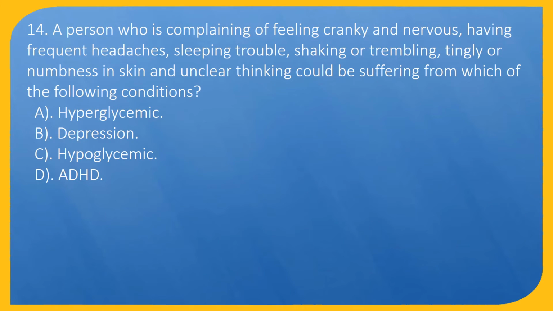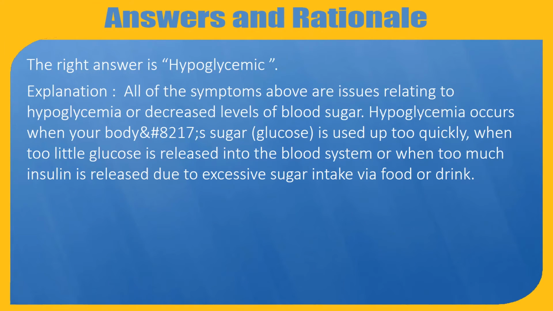Question 14. A person who is complaining of feeling cranky and nervous, having frequent headaches, sleeping trouble, shaking or trembling, tingly or numbness in skin and unclear thinking could be suffering from which of the following conditions? A. Hyperglycemic. B. Depression. C. Hypoglycemic. D. ADHD. The right answer is hypoglycemic.